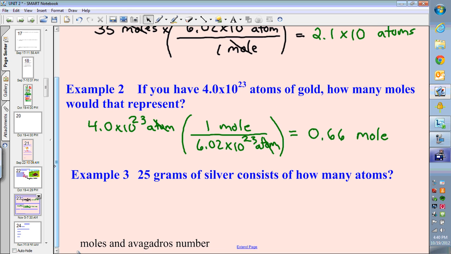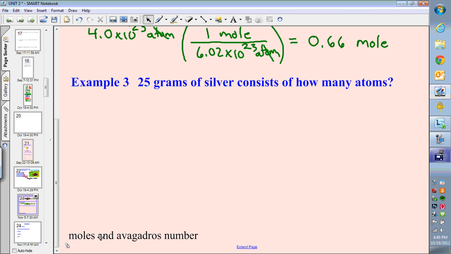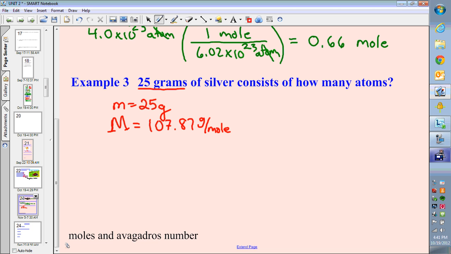All right, so last example. If you had 25 grams of silver, how many atoms would that represent? Okay, so we have a mass, 25 grams. That's our mass of silver. When you look up the molar mass, I'm going to use symbols and the formula that I used in my moles video. The molar mass for silver is 107.87 grams per mole. And in this question, we're first going to figure out how many moles do we have, and once we know the number of moles, n, then we'll get how many atoms that is.